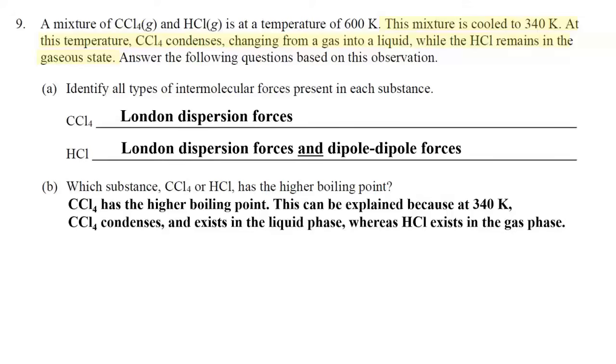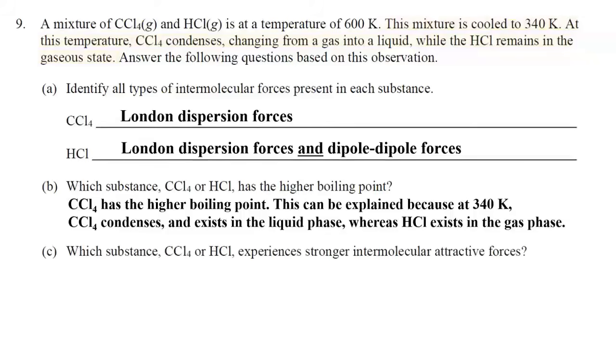This can be explained because at this temperature, 340 Kelvin, CCl₄ condenses and is able to exist in the liquid phase, whereas HCl exists in the gas phase. So whatever the boiling point of HCl is, it's already reached that value. So CCl₄ can exist as a liquid, whereas HCl has already passed from a liquid to a gas at this temperature.